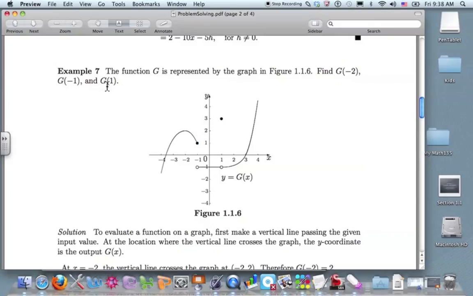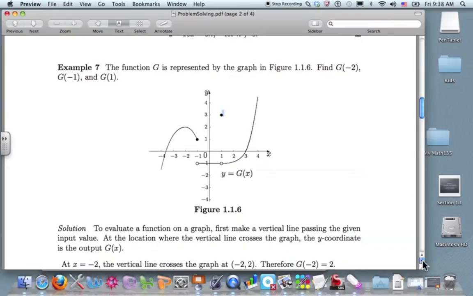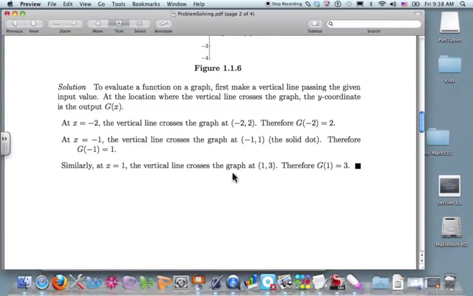And finally, for g of 1, again, the vertical line passing x equals 1 will hit this black dot. And the y reading of this black dot is 3. So our answer for the last question is g of 1 is 3.